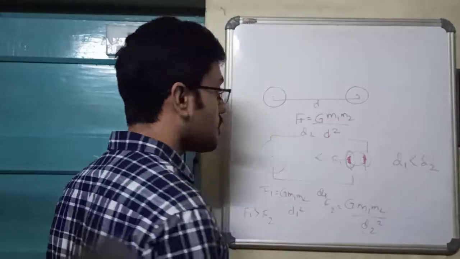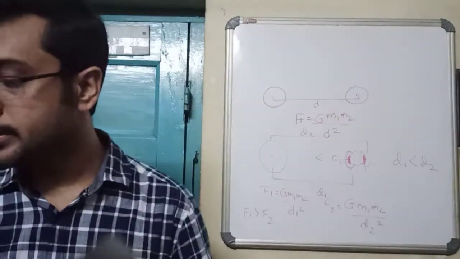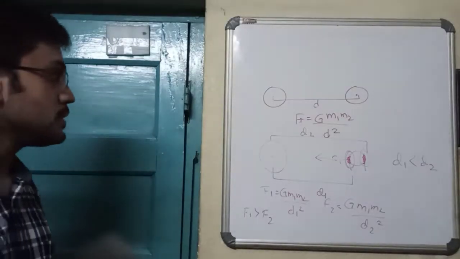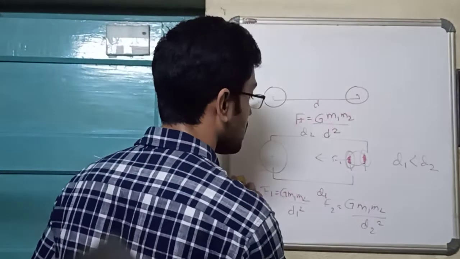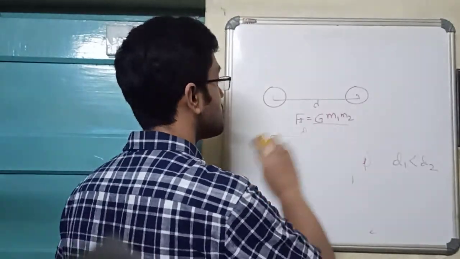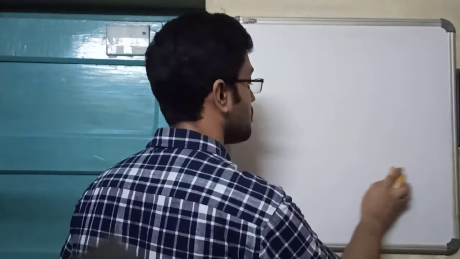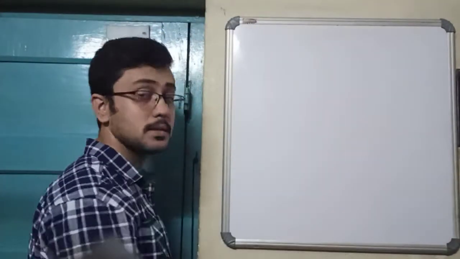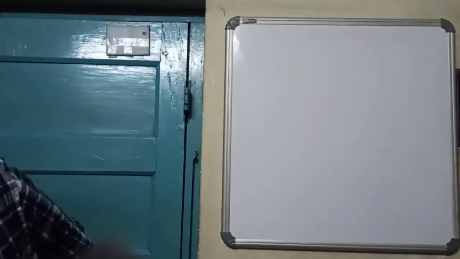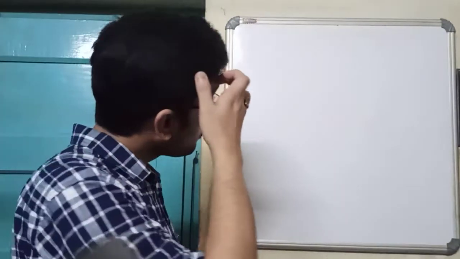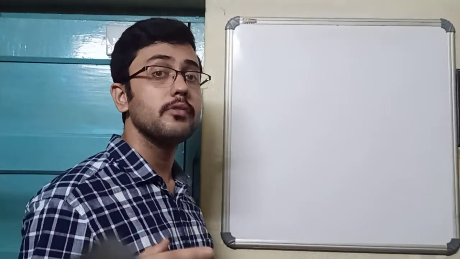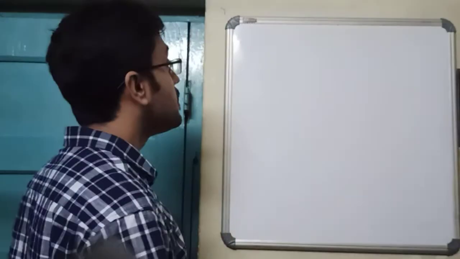So that is why, in order to avoid this kind of problem, what we do is we consider as if the entire force is acting on its center of mass, and as if the entire mass is concentrated at the center of mass, obviously for bodies with uniform densities. So for that, how are we going to establish that? We will be deriving it.